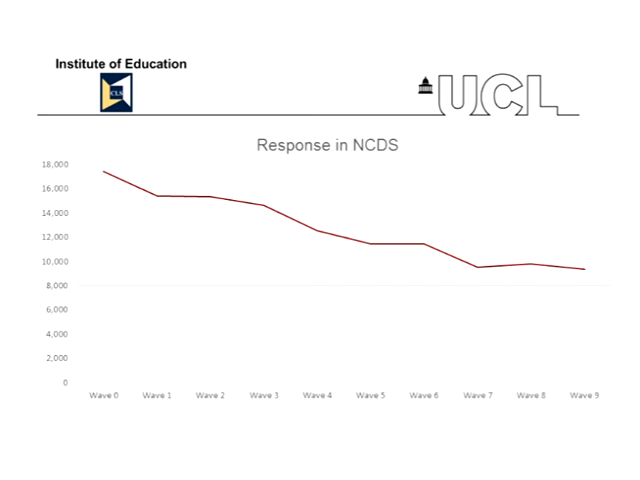So in the case of NCDS, this is what happens to the sample. We started with about 17,400 respondents, and the numbers started to drop from wave 0 onward, and at the end we have about 9,800 respondents in wave 9. So we lost almost 8,000 respondents. And as you can see, in some places, there is a slight increase in the number of respondents. This is between wave 7 and wave 8.